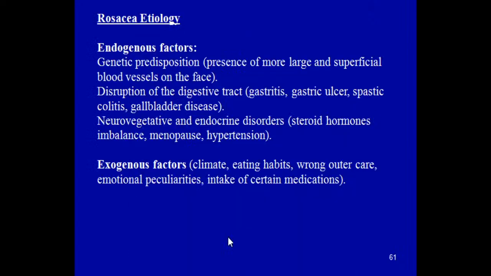Rosacea etiology. Endogenous factors: genetic predisposition, presence of large and superficial blood vessels on the face. Disruption of the digestive tract, gastritis, gastric ulcer, colitis, gallbladder disease. Neurovegetative and endocrine disorders, thyroid hormone imbalance, menopause, and hypertension.